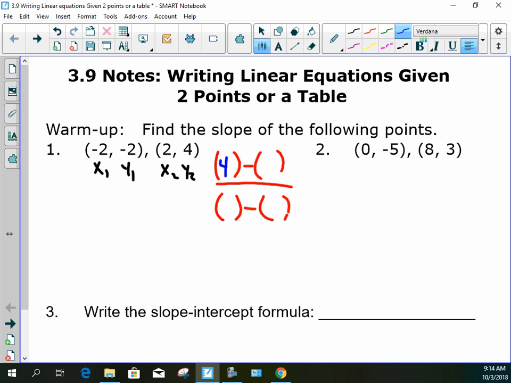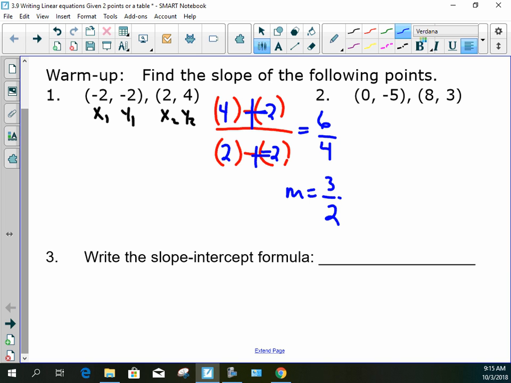y2, y1, x2, x1. So now this becomes plus, and this equals 6. And this becomes plus, and this equals 4. So this gets reduced to 3 over 2. That's your slope. Slope-intercept formula, mx plus b. It's not really a formula.